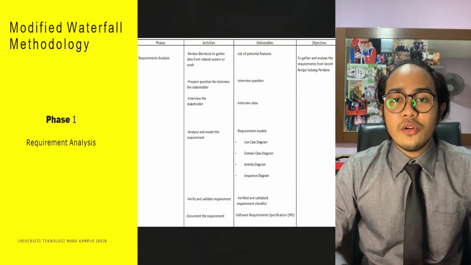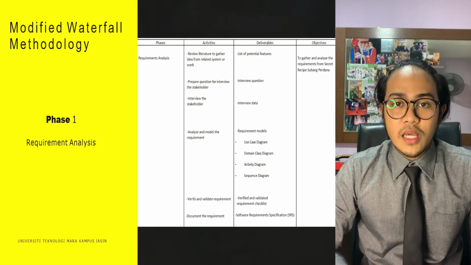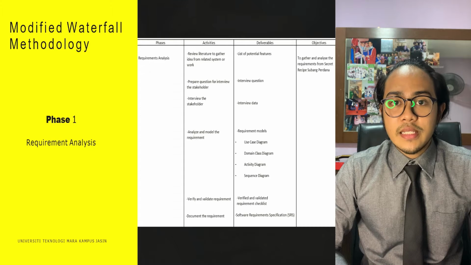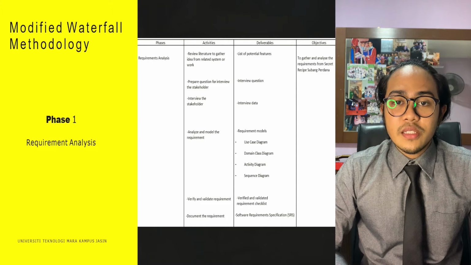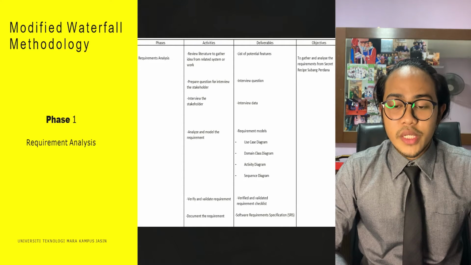Next, we go to the methodology part. For this project, I use the modified waterfall methodology. The first phase is requirement analysis. This phase's objective is to gather and analyze the requirements from Secret Recipe Subang Perdana. The first activity is to review literature to gather ideas for related systems or work, and the deliverable is a list of potential features. Second, prepare questions to interview the stakeholder, and the deliverable is the interview questions.